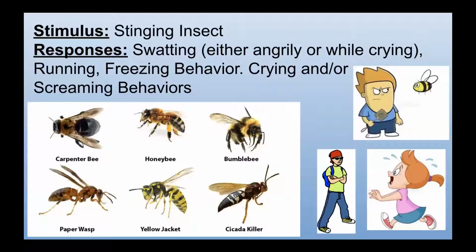And then a common example here at the Environmental Center, the stimulus would be stinging insects. We have a ton of them out here. We have a lot of wasps and bees. And then a common response to that stimulus, we often see kids swatting them either angrily or crying. We often see kids running away from them.